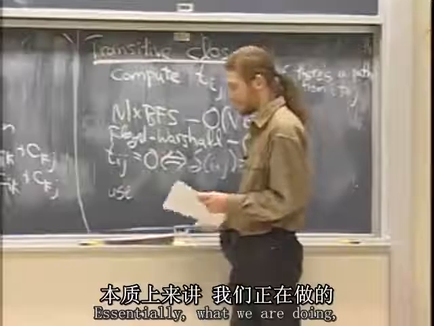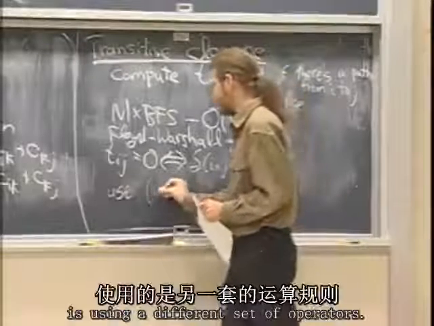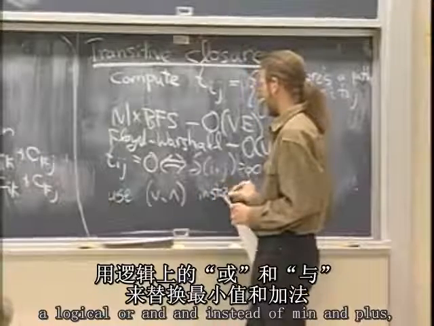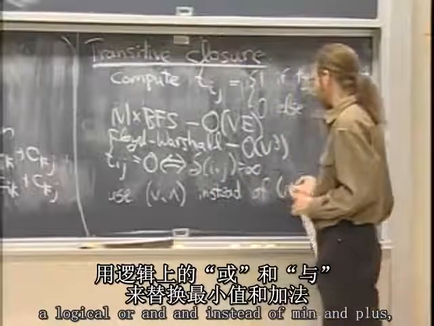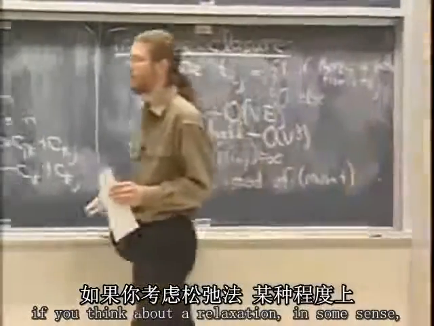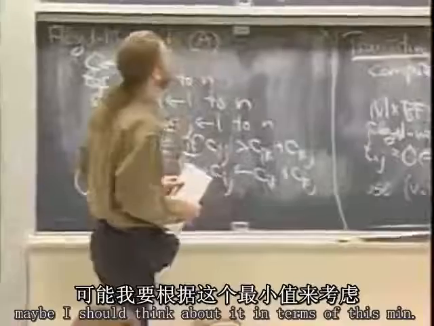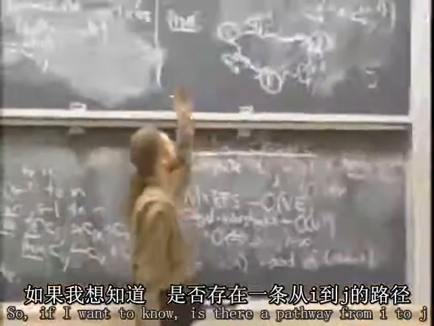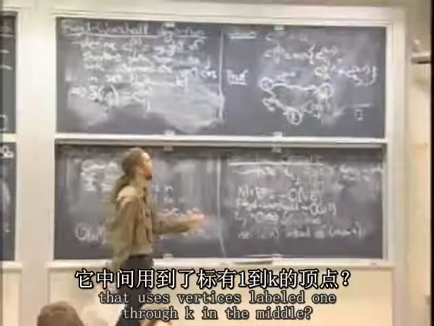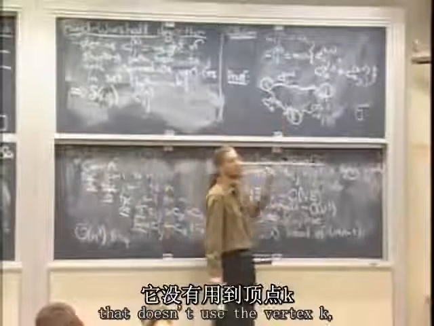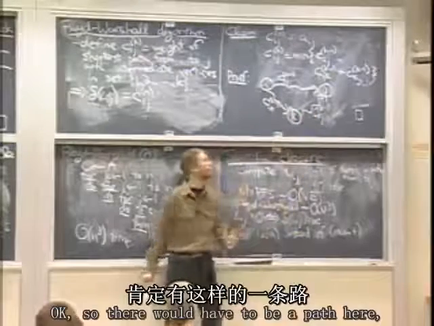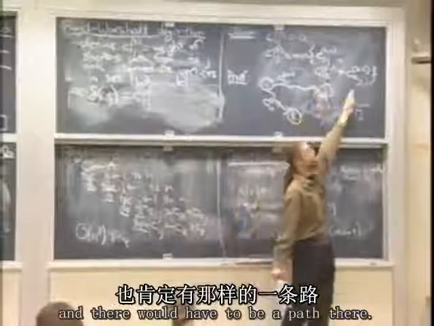Essentially, what we are doing is using a different set of operators. We're using logical or and and instead of min and plus. If you think about a relaxation in some sense, maybe I should think about it in terms of this min. If I want to know, is there a path from i to j that uses vertices labeled 1 through k in the middle? Well, either there is a path that doesn't use the vertex k, or there is a path that uses k, and then it would have to look like that. So there would have to be a path here, and there would have to be a path there.